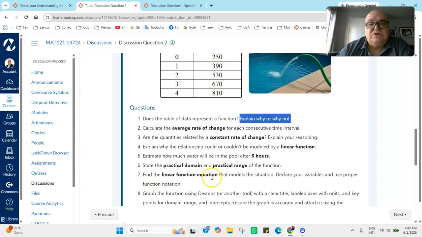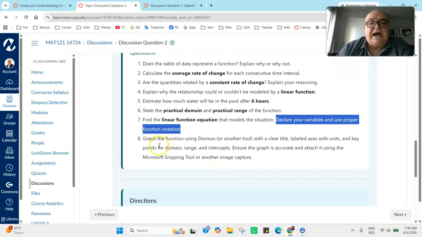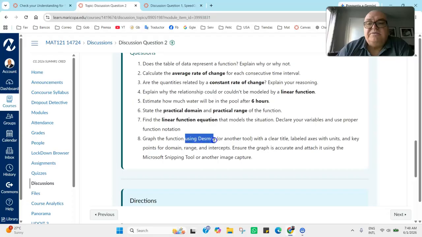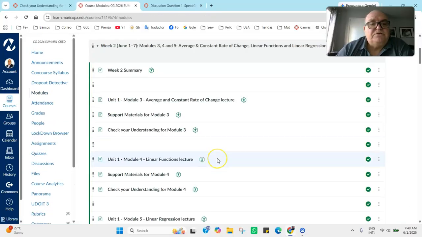Find the linear function equation that models this situation. And remember, declare your variables and use proper function notation, and graph using Desmos or whatever you want to use. But remember to label your graph and show the domain and range and intercepts, vertical intercepts and horizontal intercepts. This is dealing with the discussion questions.